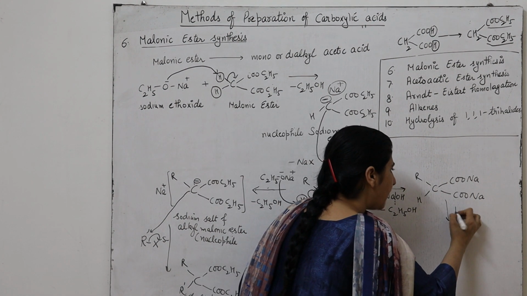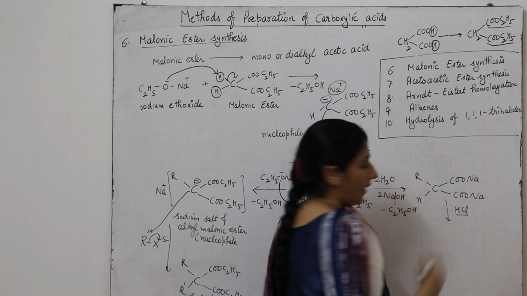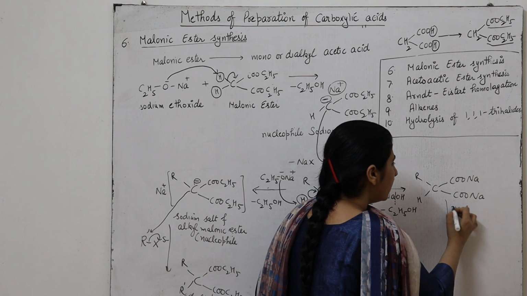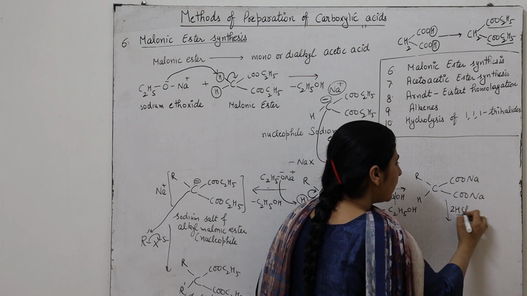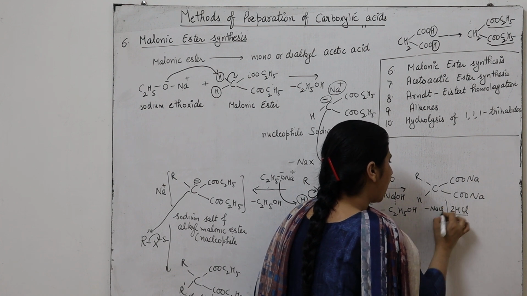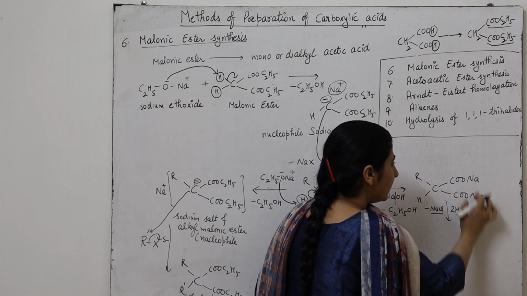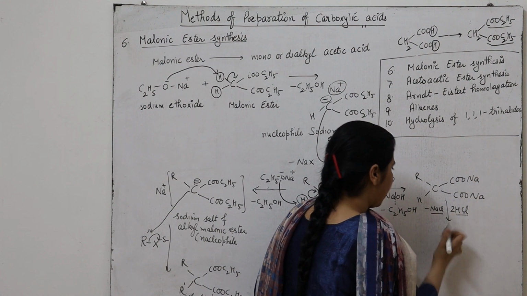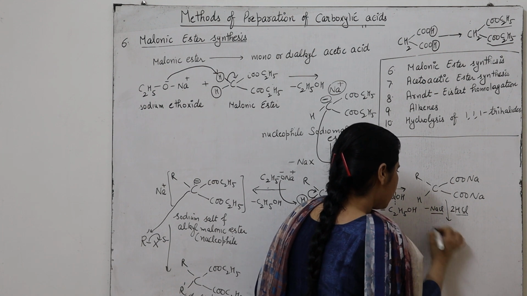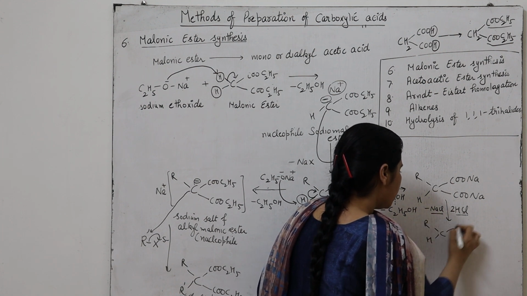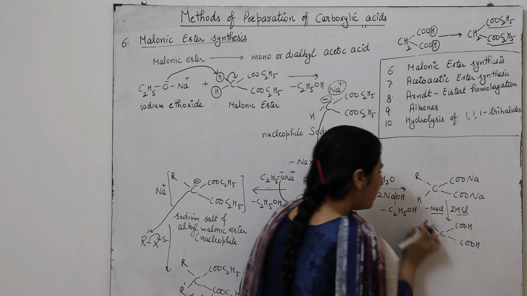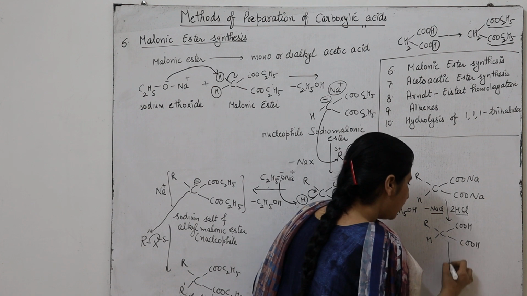Further it undergoes hydrolysis or acidification in the presence of HCl. Then this chlorine combines with sodium and is eliminated in the form of sodium chloride, and the sodium ion is replaced with the H positive ion. So we get R, C, R, H, COOH, COOH. So this is a monoalkyl malonic acid.